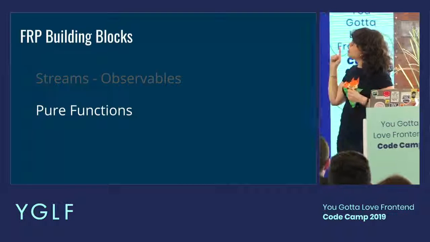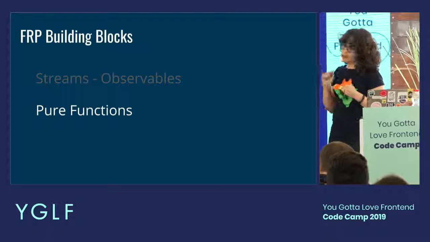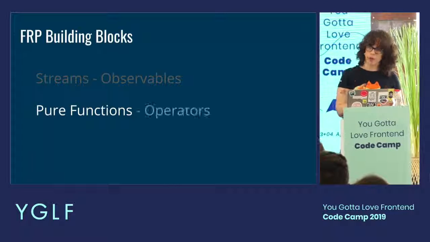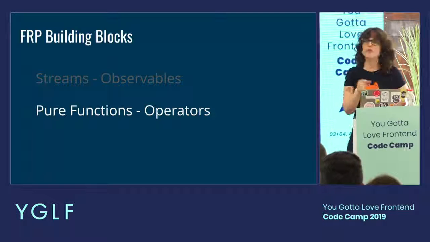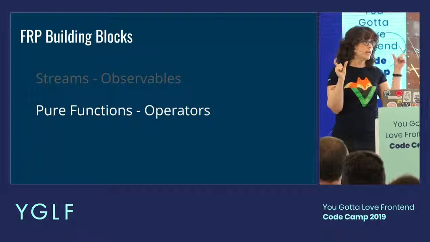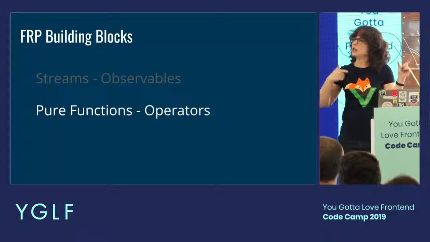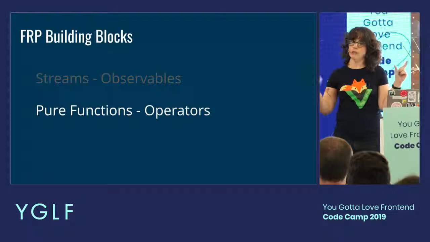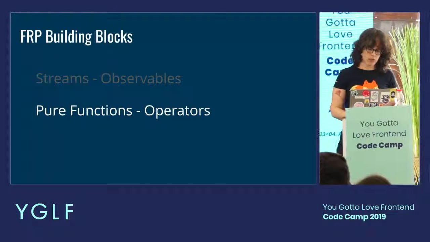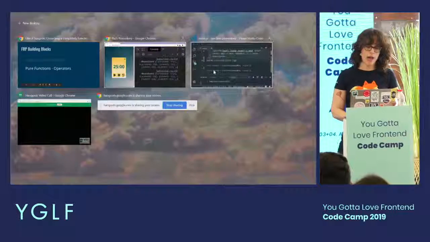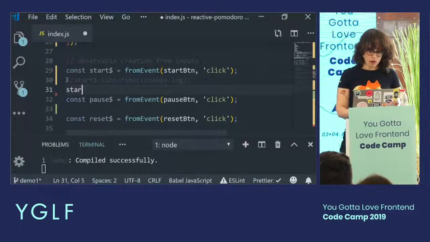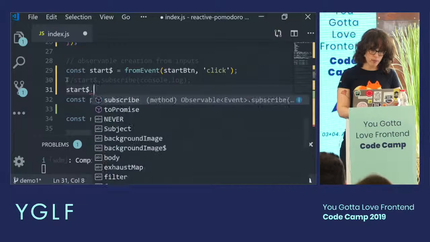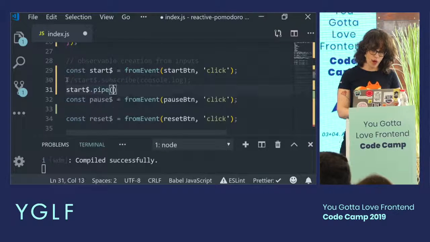And the way we most often use pure functions in FRP is through operators. Operators is a fancy word for a pure function that takes a stream as an input and returns a new stream as an output. And again, we can look at one of these in our code. Let's have a look at the very ubiquitous map operator. So now instead of just immediately subscribing to my stream, I want to pass it through the map operator.